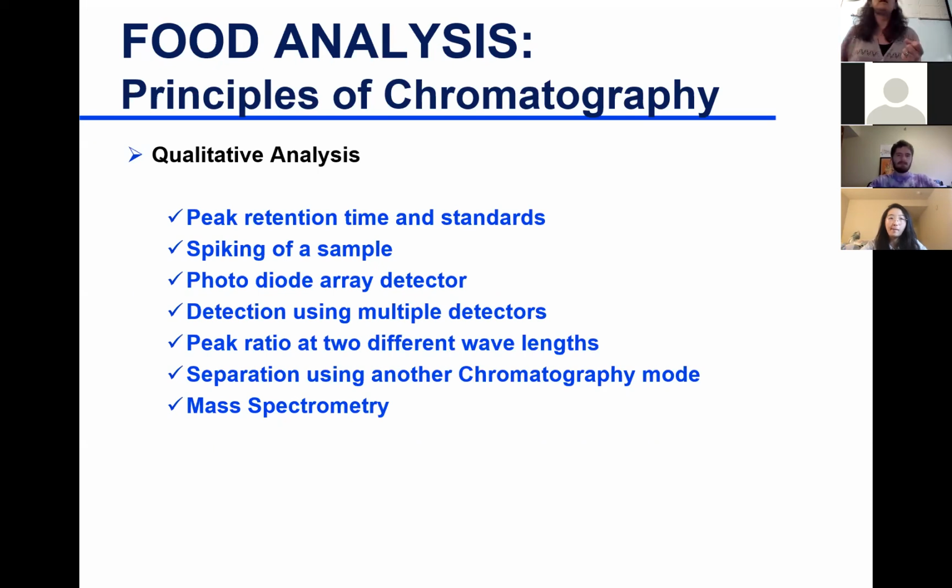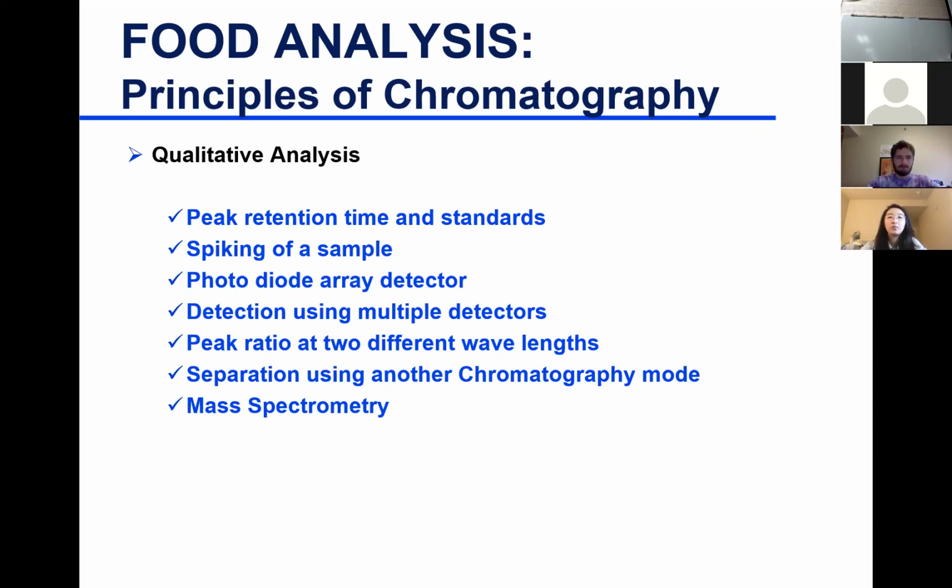By spiking the sample, meaning you add to your sample a known amount of your standard, like caffeine. If you're looking at caffeine, you add a known amount of caffeine, then you run the sample and see which peak got increased in height or in area. Then you would know, okay, so it's the 16 minutes, not the 15.5.